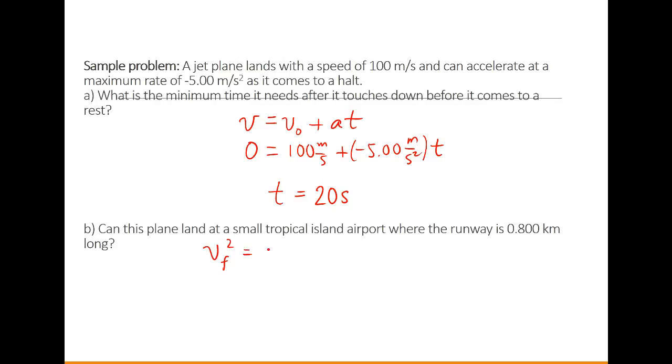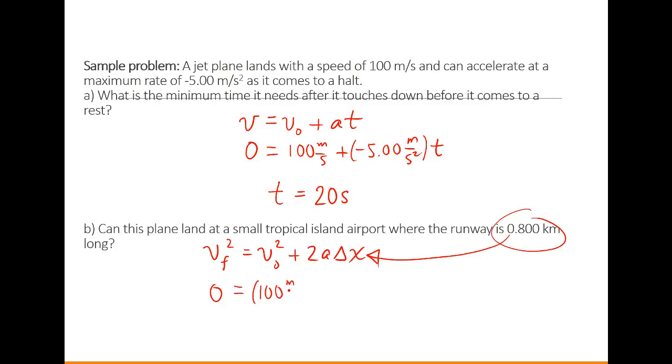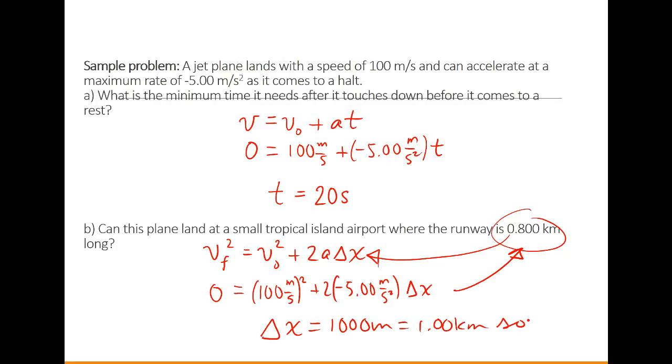So v final squared is v initial squared plus 2a delta x. And so delta x is going to be 0.8 kilometers, and a is what we had previously. V final will be 0, and v initial will be 100. And then we'll just have -5. We're going to solve this for x, and we're going to see whether or not it's less than or equal to 0.8. And when we do this, we get a delta x, which is basically 10,000 divided by 10. X is 1,000 meters, which is 1 kilometer. So no, it cannot land at that airport, which is a bummer.